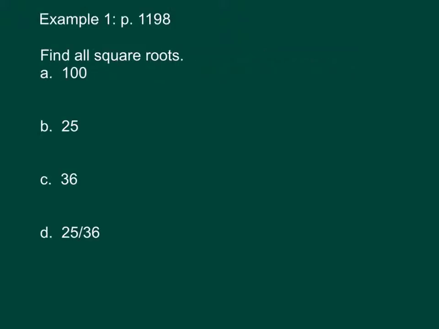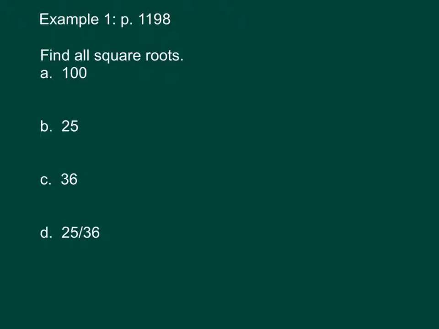17.1 is radical expressions and graphs, and in this course we will not be looking at the graphing part, we're just going to look at the algebraic part of radical expressions. Okay, example 1 on page 1198 is asking us to find all the square roots.